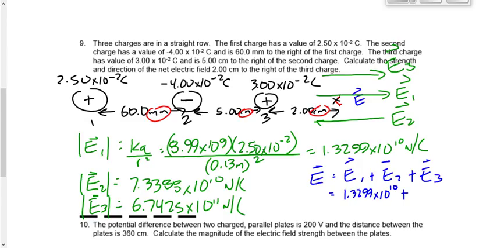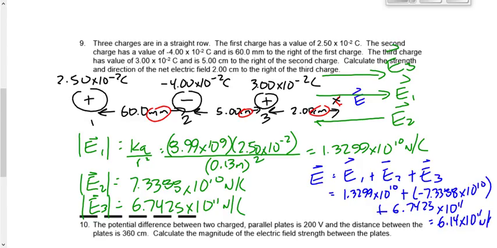E2 is going to be positive or negative? How come it's negative? Because it's to the left, right? 7.3388 times 10 to the 10. And E3 is going to be a positive value again because it's to the right, 6.7425 times 10 to the 11 newtons per coulomb. Add these up, and we end up getting positive 6.14 times 10 to the 11 newtons per coulomb. So that means it's 6.14 times 10 to the 11 newtons per coulomb to the right.